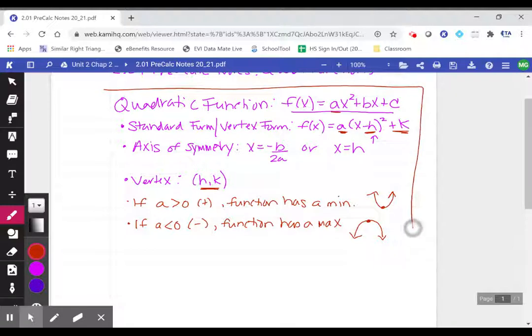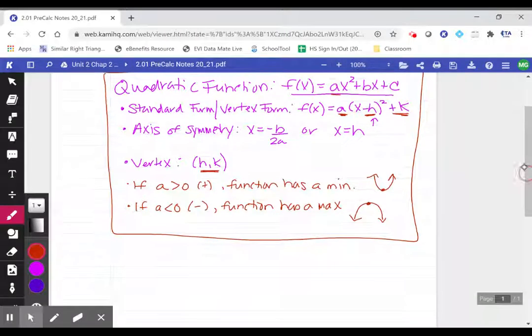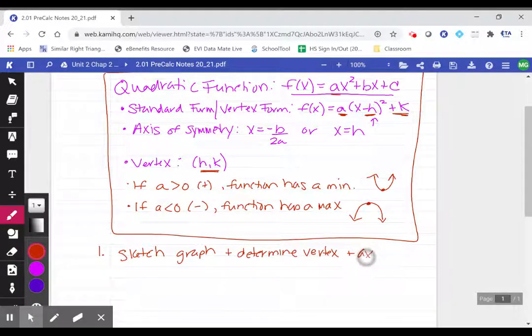That's just the basic info that you guys need to know, and hopefully that should all be review for you. Let's do a couple practice here. Sketch the graph and determine the vertex and axis of symmetry. First one, we'll do f of x equals 2 times the quantity x minus 3, quantity squared, minus 4.